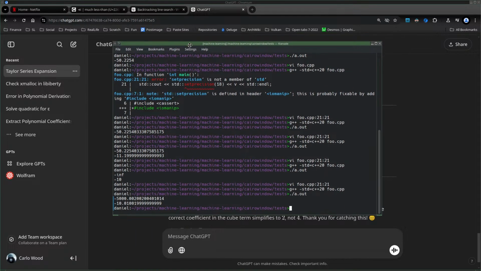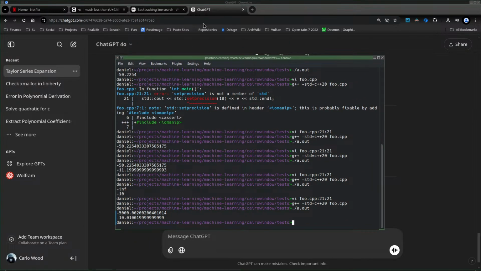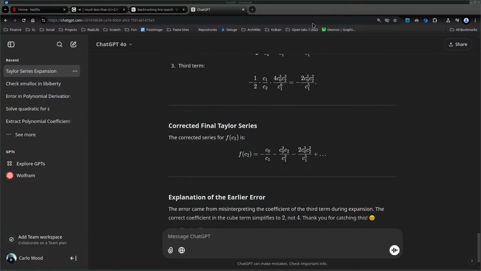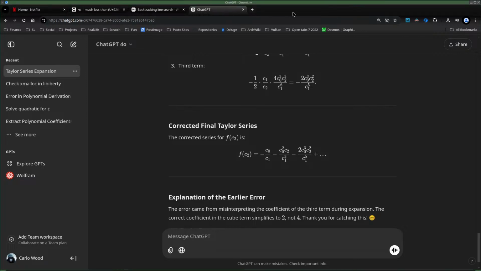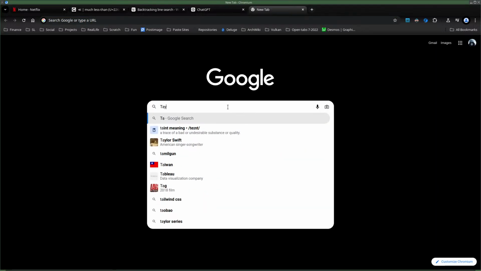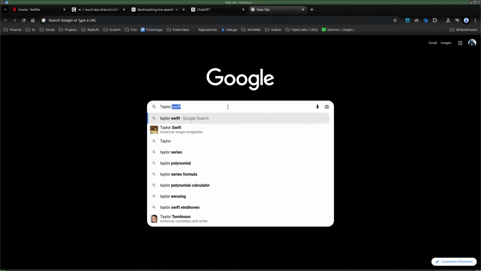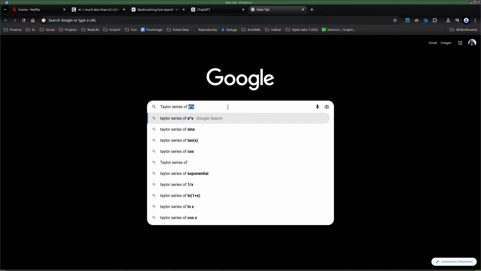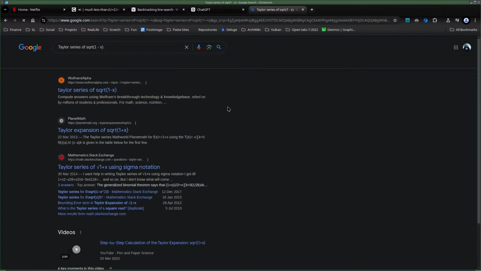Yeah, okay, so I'm wasting my time again with an AI. Let's just... school. We need to tailor a series of... was it the square root of 1 minus x? What was it?